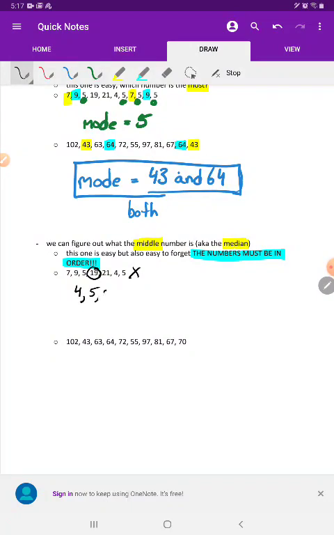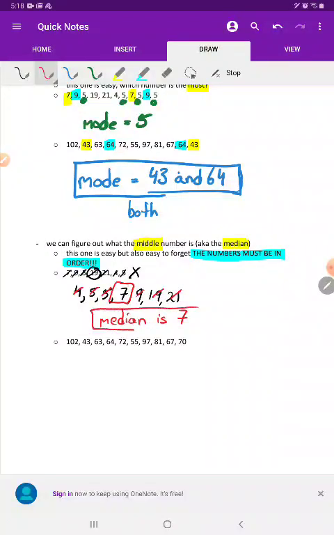So I've got 4, 5, 5. You see how I wrote 5 2 times? I did 4, then I did that 5, then I did that 5. Okay, I don't write just one 5, I write every 5 that I have. And I go 7, 9, 19, 21. I like to cross them out as I go along so that I can tell which ones I've used and which ones I haven't. So in order to find the middle, I just go from each end. There's 1 from each end, there's 2 from each end, there's 3 from each end, and 7 is left in the middle. So the median is 7. That's my answer.